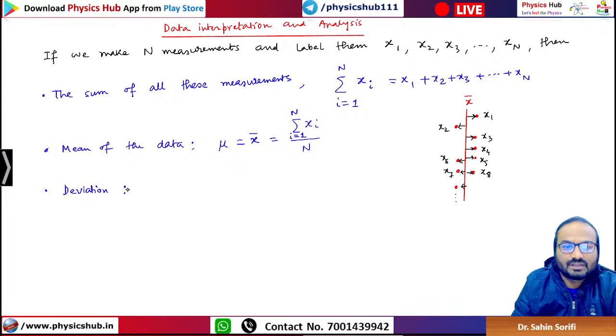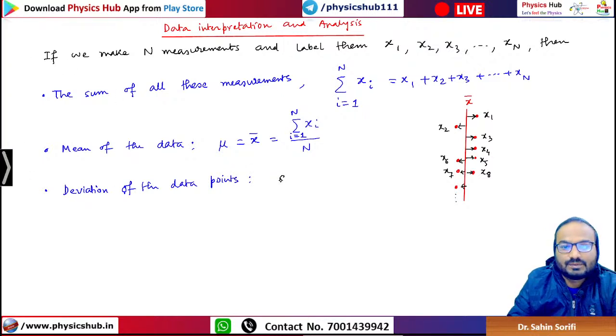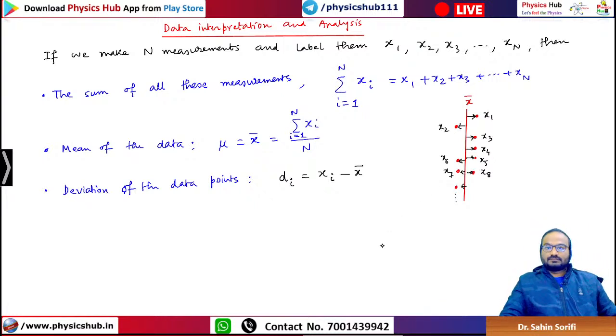Deviation of the data points is the difference between the data and the average. Let us say we are denoting it by di, which is xi minus the average. So you can see it may be more than the average, sometimes it may be less than the average. So it may be positive or it can also be negative.